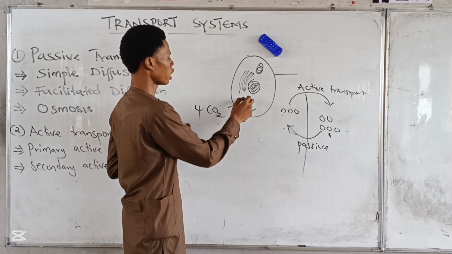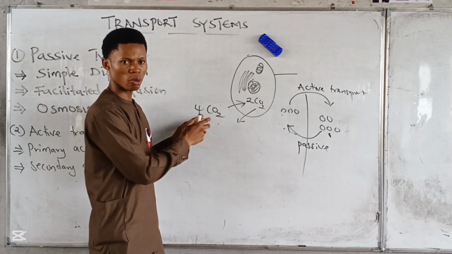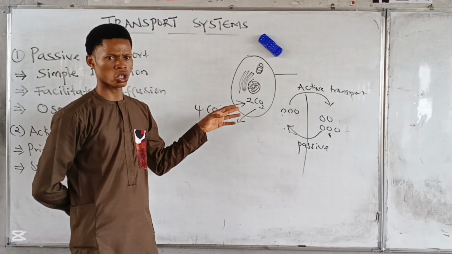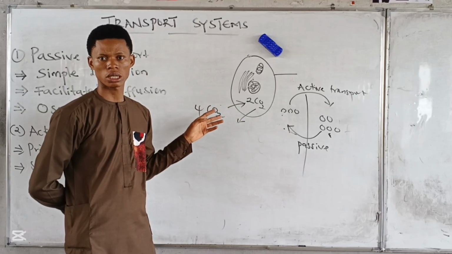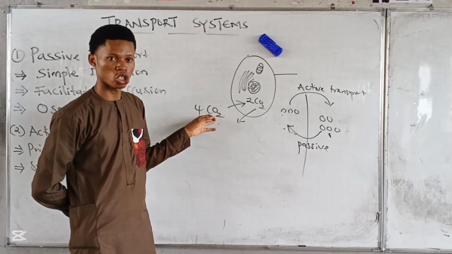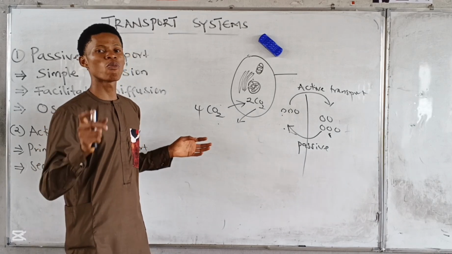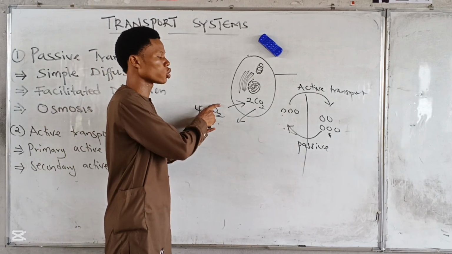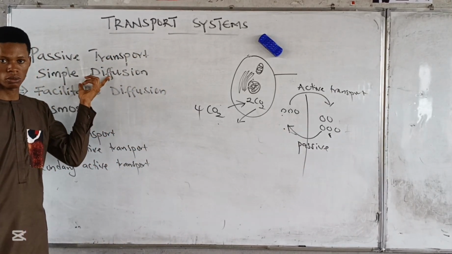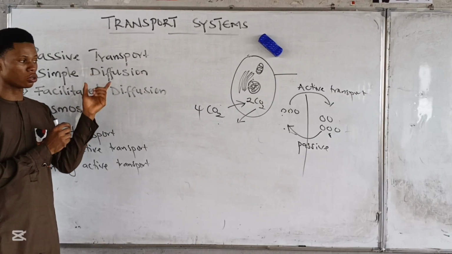I have 4 molecules here and I have 2 molecules here, carbon dioxide. If I'm moving some carbon dioxide into the cell, is that with concentration gradient or against concentration gradient? With concentration gradient, right? Because I'm moving from high concentration to low concentration. Will energy be required? This simple movement of molecules from high concentration to low concentration is what we call simple diffusion. Listen up so that you know the difference when it comes to facilitated and simple diffusion.